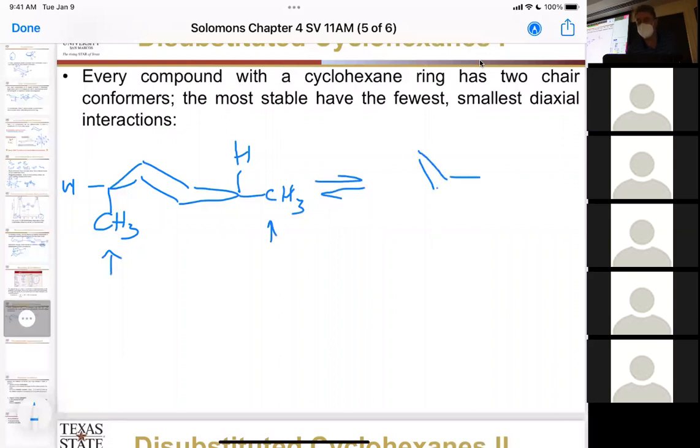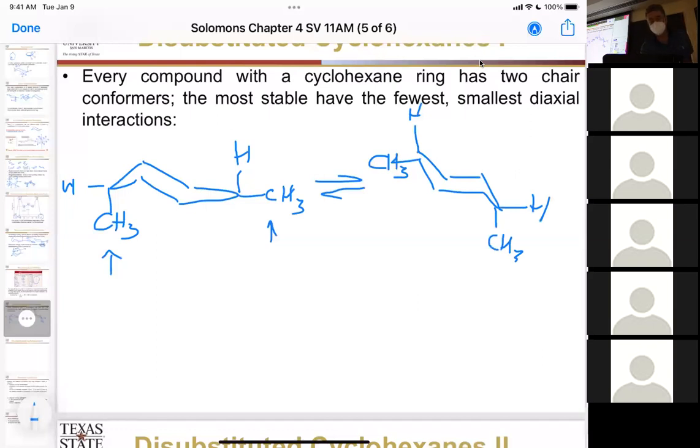So the cool thing about cyclohexanes is if you were axial in one chair configuration, you're now equatorial in the other. And if you were equatorial in one and you flip, you are now axial. Always happens. All of them flip positions.